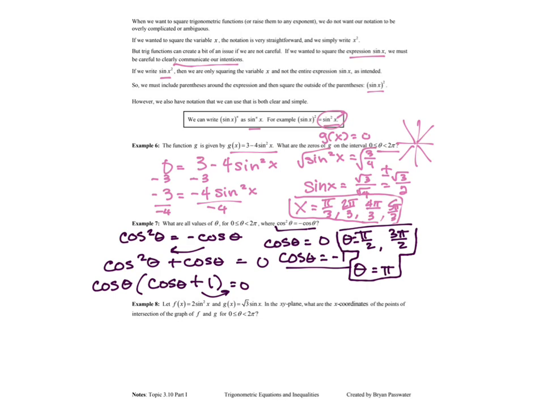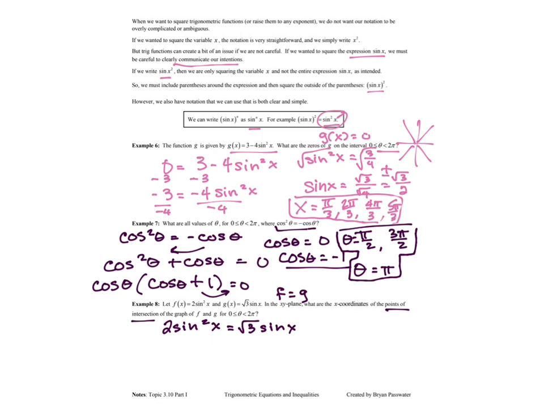Okay. Last one. Let f of x equal 2 sine squared x and g of x equals square root 3 sine x. In the xy plane, what are the x coordinates of the points of intersection for f and g? So we're going to set f equal to g. I don't know who missed that earlier, but that's what we do when it says points of intersection for f and g. Set them equal to one another. So we've got 2 sine squared x equal to square root 3 sine x.